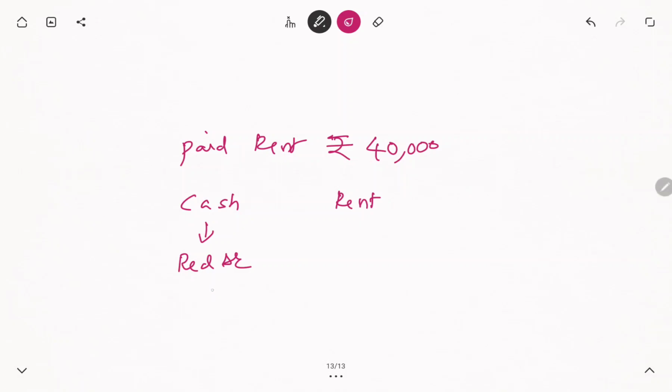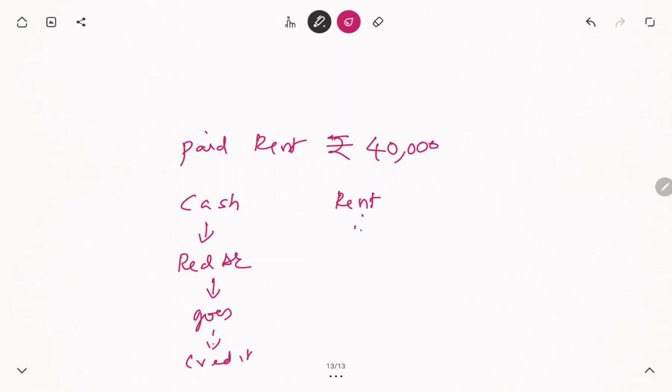That's why it is going out. What is the rule adopted for real account? Debit what comes in, credit what goes out. Here it goes out only. From the Raman and Company point of view, the cash is going out. So whenever cash goes out, what is it? Credit. What is the rule? Debit what comes in, credit what goes out. So credit.